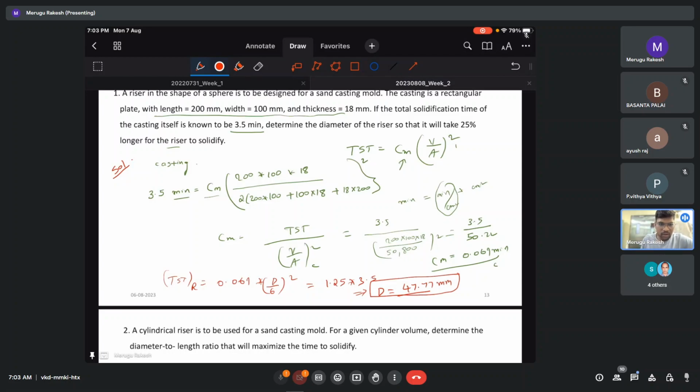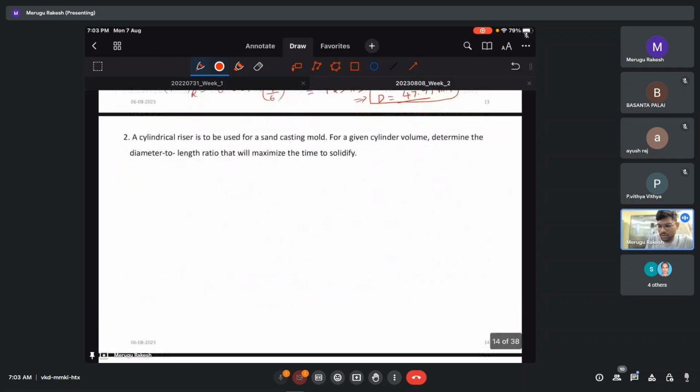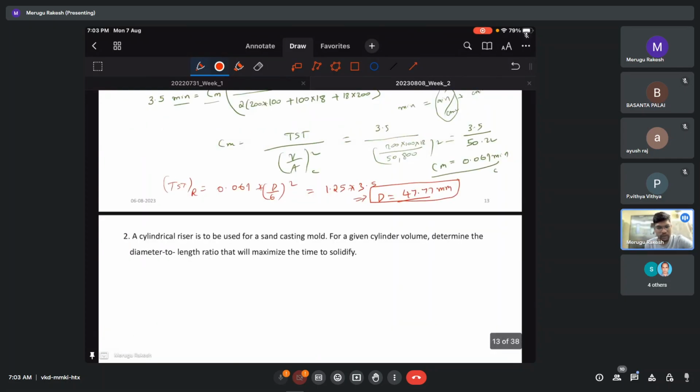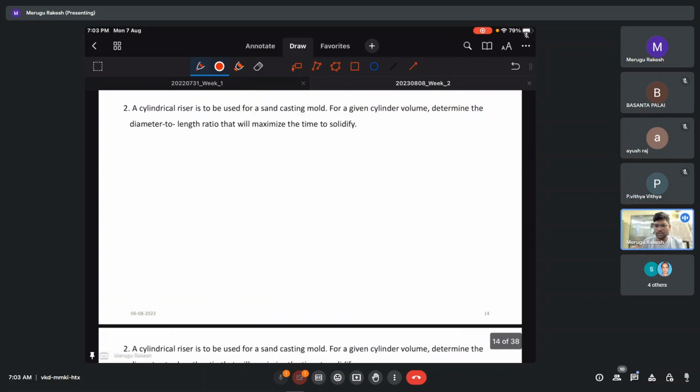Just note the value if you are solving, then you can check later because we have more numericals to practice. Okay, I'm moving on to the next question. You can stop if you're solving, you can try it later. The answer for this is 47.77 millimeters. So let us see the next question.